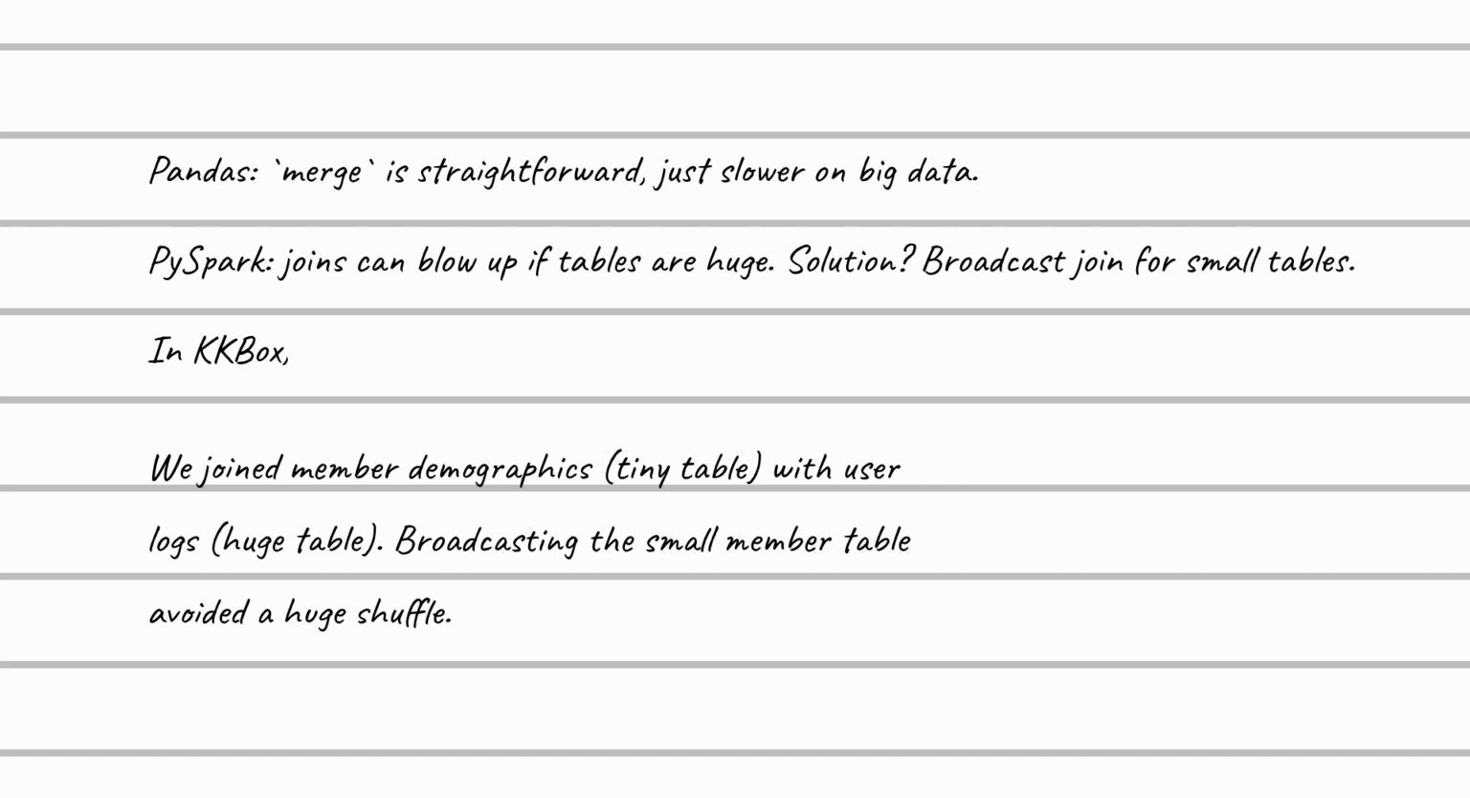So next one is choose the right join strategy while using PySpark. In pandas, merge is straightforward, just slower on big data. In PySpark, joins can blow up if tables are huge. So what should we do? Broadcast join for small tables. We joined member demographics with user logs. Broadcasting the small member table avoided a huge shuffle in that situation.